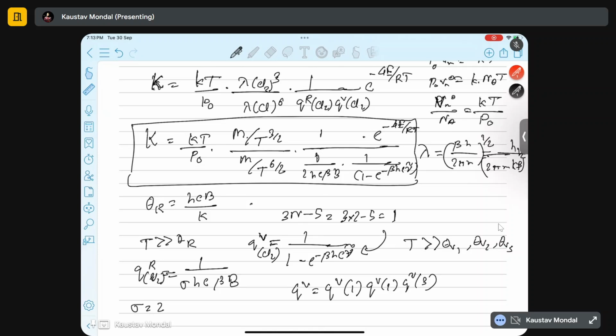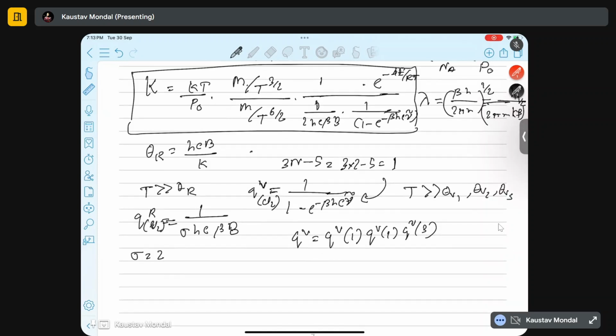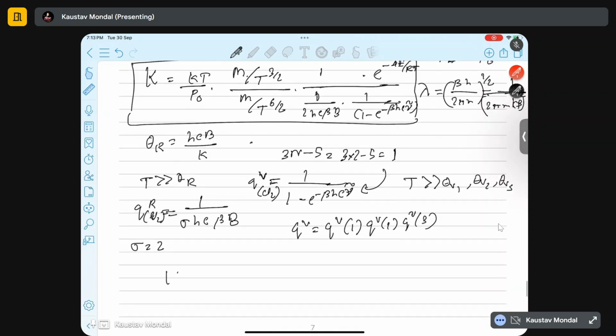So now we can also further simplify it actually. So K is now further simplified again. So now the T would become T to the power 3 minus 3 by 2, so 6 minus 3 by 2.